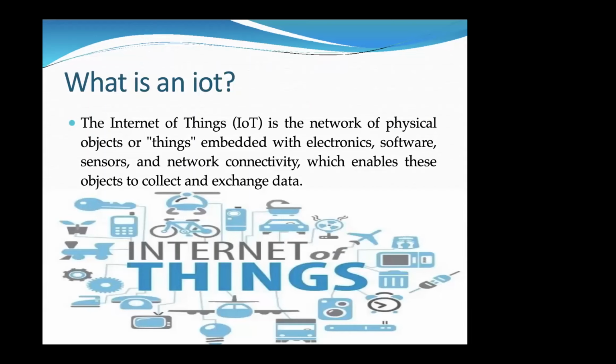Coming to IoT, IoT is the Internet of Things, a network of physical objects or things which is together with electronics and runs with software, sensors, and network connectivity, which enables these objects to collect and exchange data. Like we can turn the fan switch on with a mobile. It's just a click.